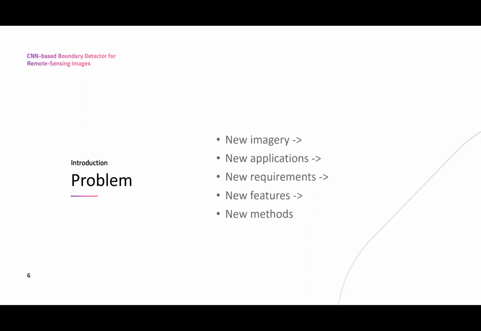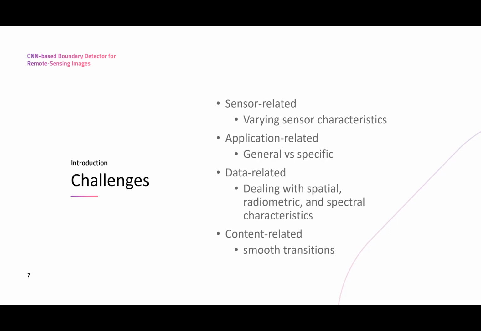So the challenges that we have when we have, for example, new imagery, or we have new application, or we have new requirements, or a new feature descriptor gets created or developed, then we would need new methods. So each time we have variation in one or many of these parameters, let's say, or inputs to our problem, we usually go through the development of boundary detector once more.